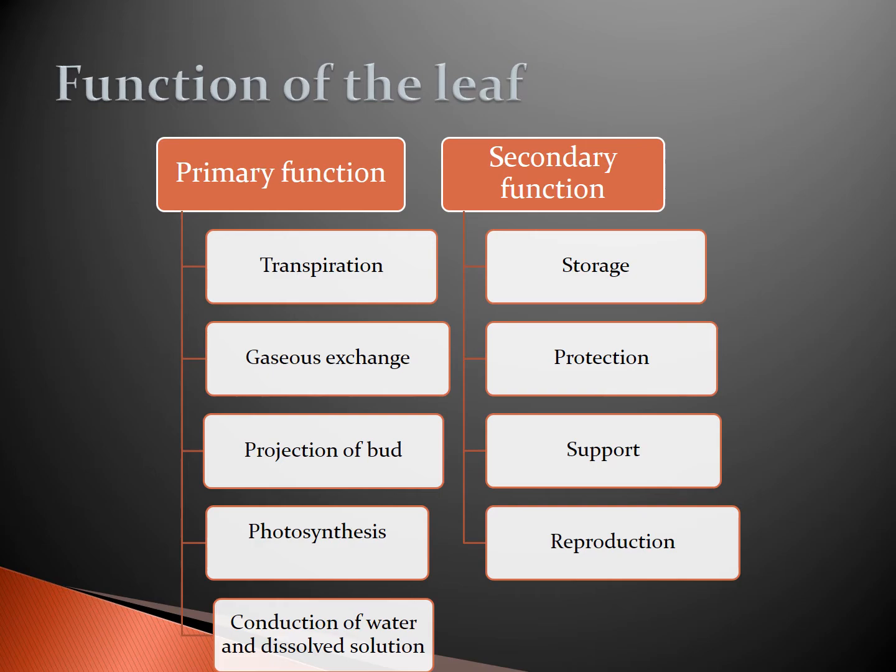Then secondary function. What are the secondary functions? First one is storage. Leaves also store some food material, that is storage. Then protection, support, reproduction. These are the secondary functions. What are the primary functions? Transpiration, gaseous exchange, projection of bud, photosynthesis, conduction of water and dissolved solution. What are the secondary functions of leaf? Storage, protection, support, reproduction.